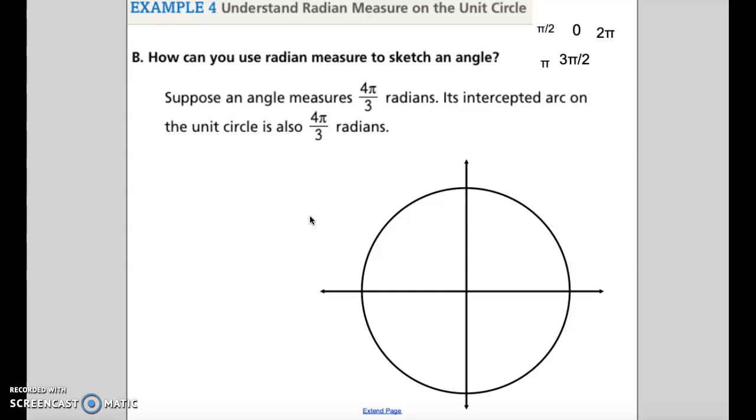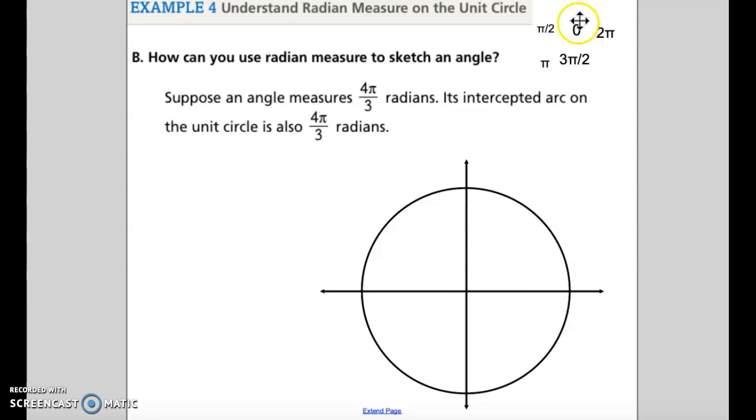So this says that the distance around the circumference, the arc here, if this is 4 pi over 3 radians, then the angle measures 4 pi over 3 radians. That's why back in the last video we worked with circumference, because whatever distance around the arc it is, that's what we use to represent the angle measure too.